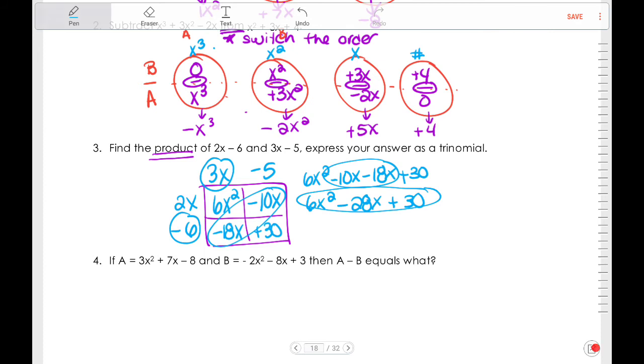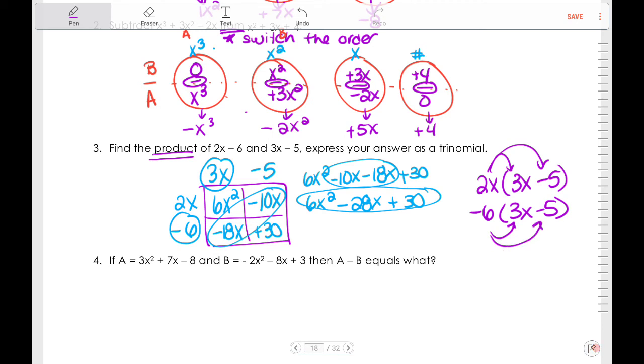Okay. If you wanted to do double distribution, you would set it up like this. 2x minus 6, 3x minus 5, and you would distribute to both, and you would get the same exact answer that you see right here.